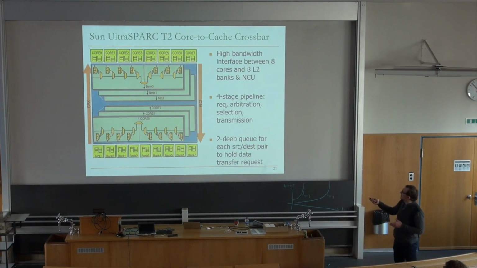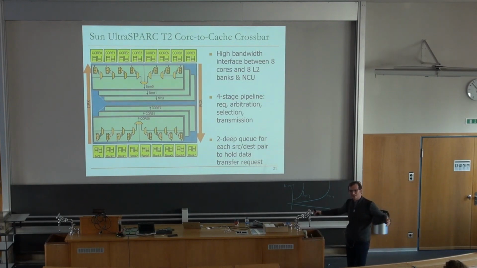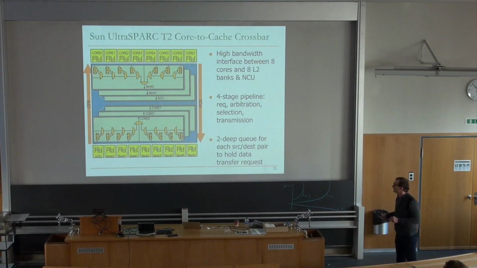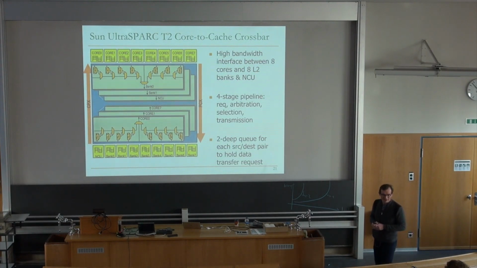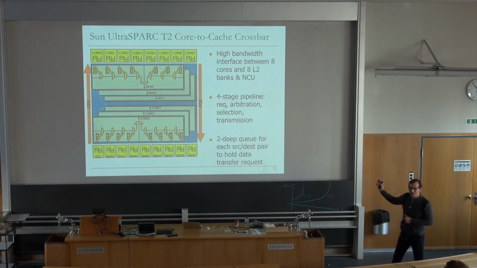And you have a 4-stage pipeline in the arbiter. You send the request, you do the arbitration, you do the selection, and then the transmission. So it takes 4 cycles, at least, to get to the destination. And as you can see over here, you have a 2-deep queue for each source-destination pair. So this is built, it's real.